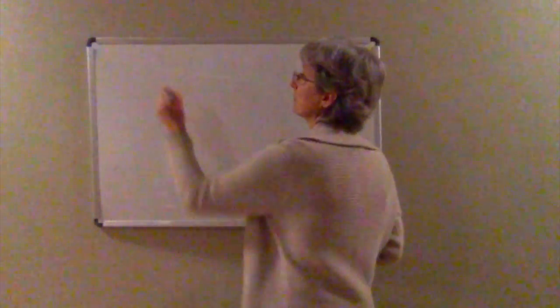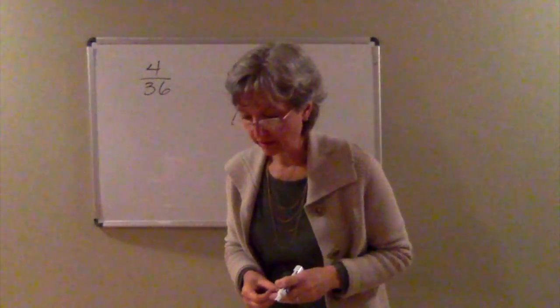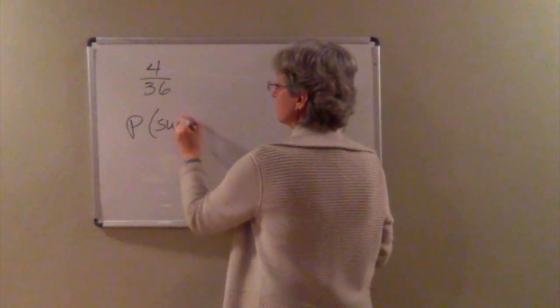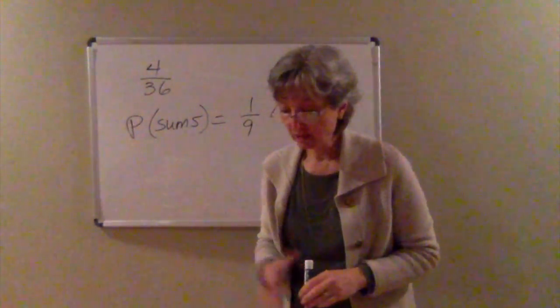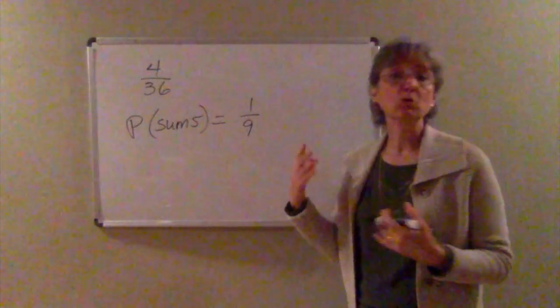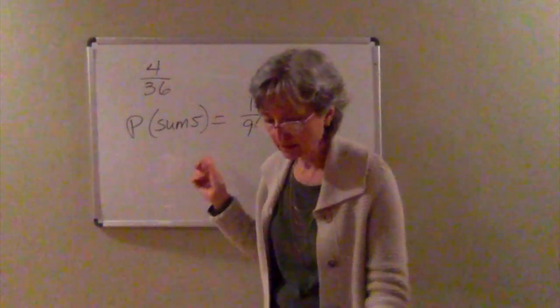So there are 36 possibilities, and to roll a 5, you have 1 and 4, and 4 and 1, and 2 and 3, and 3 and 2. So you have 4 out of the 36 of getting a sum of 5 on your roll. So the probability then of having a sum of 5 is 1 out of 9. And you can leave it like that if you want. Or you can go 1 divided by 9 and give me the decimal, or you can do a percentage, but a fraction works too. So that's that.